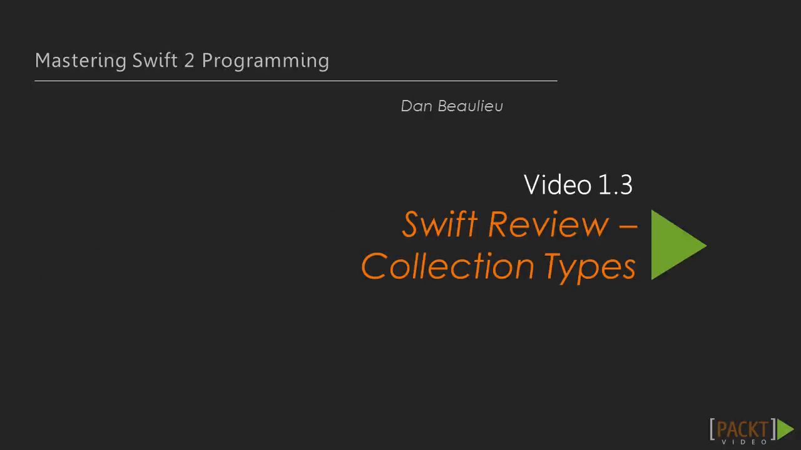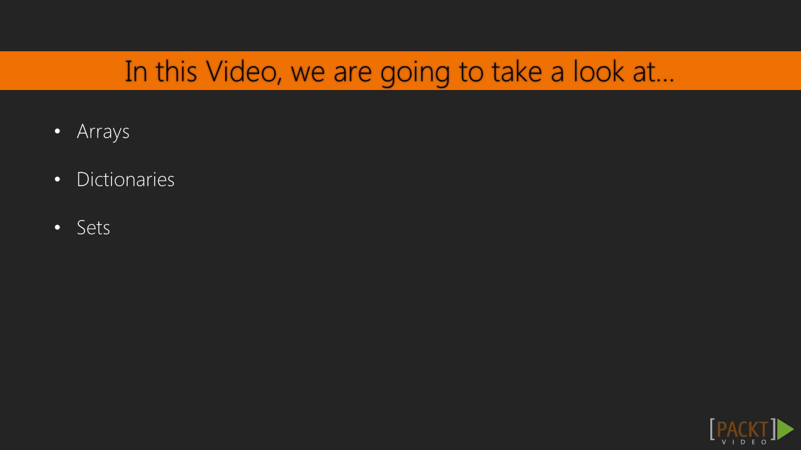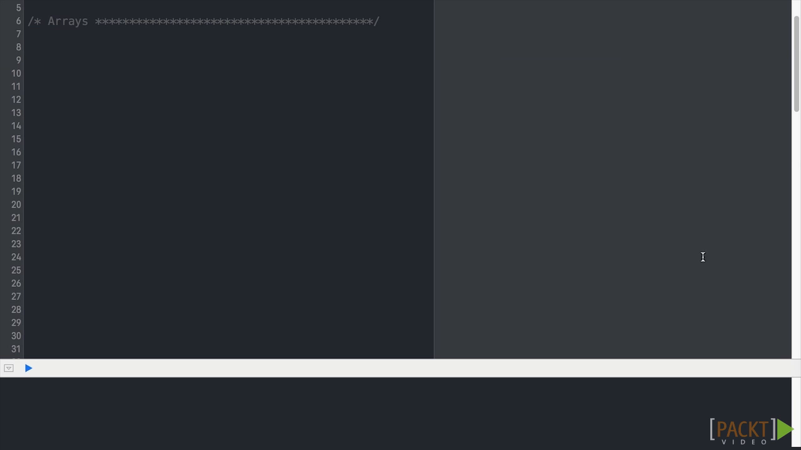In the previous video, we reviewed some of Swift's important operators and types. In this video, we're going to look at Swift's main collection types, which include arrays, dictionaries, and sets. The most common collection type is the array type. An array is simply a list of items of the same type.